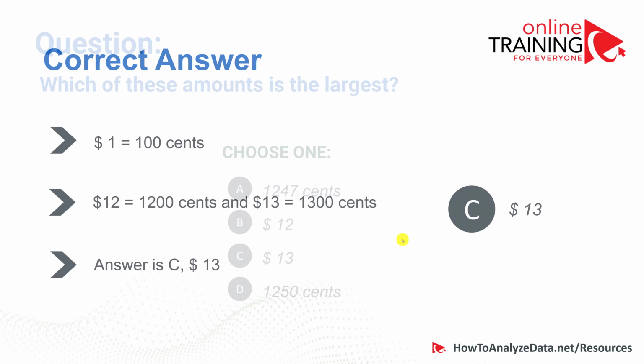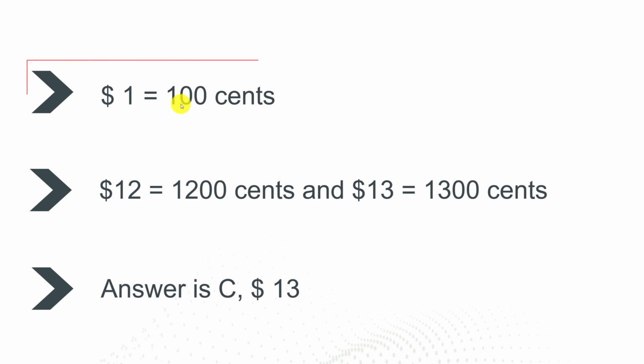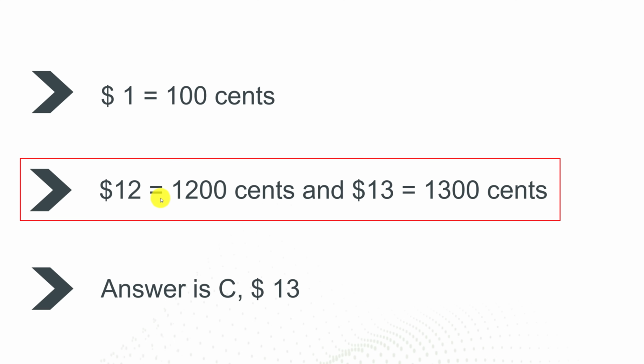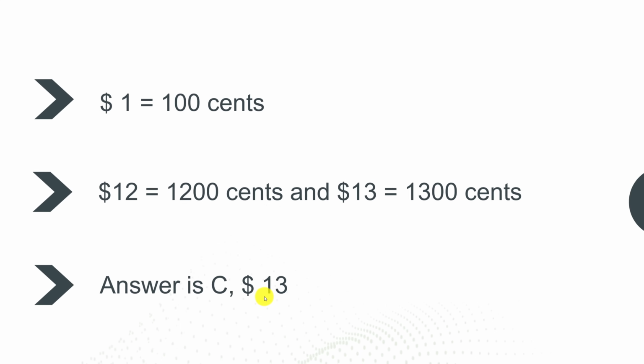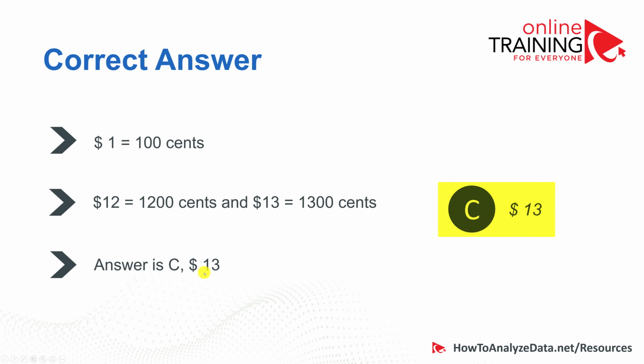Let's recap. $1 is 100 cents, which means that $12 is an equivalent of 1,200 cents, and $13 is an equivalent of 1,300 cents. So the correct choice here is C, which is $13.